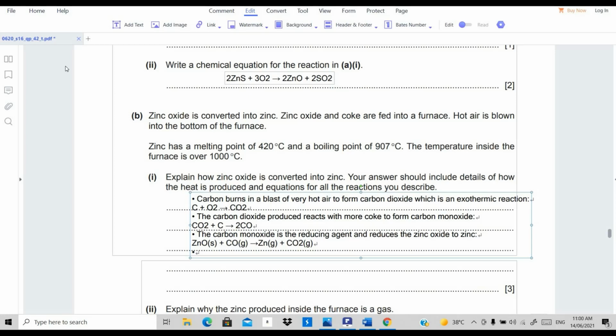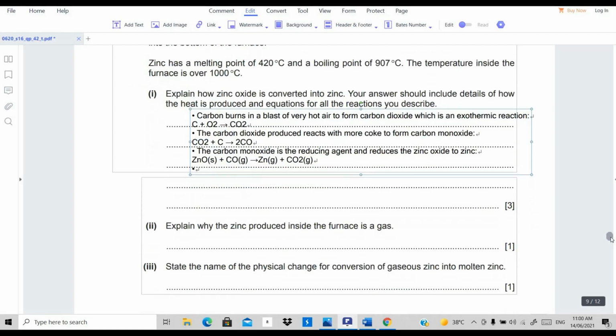Now, the carbon dioxide produced reacts with more coke to form carbon monoxide. This carbon monoxide is a reducing agent and it reduces the zinc oxide to zinc. This is the complete answer which you need to follow to score the 3 marks.